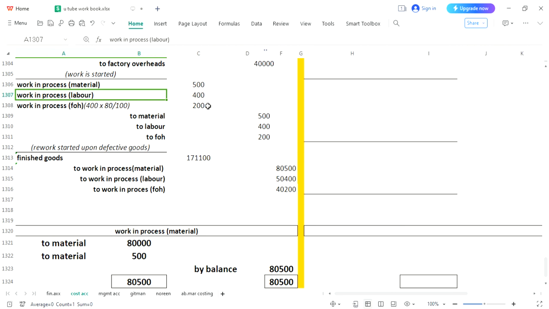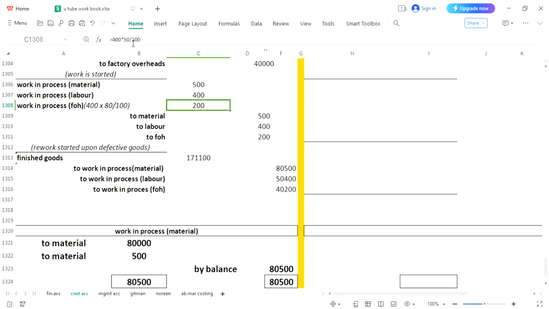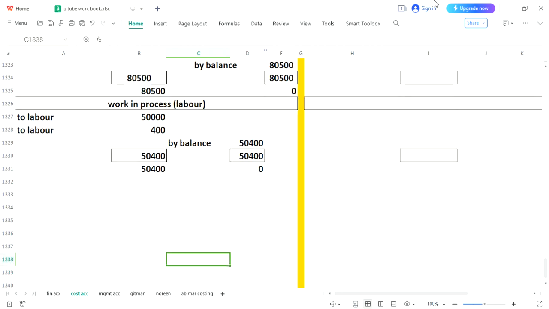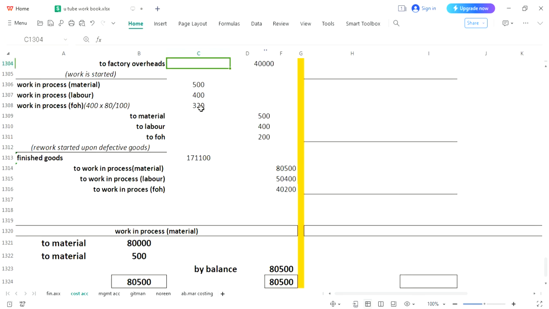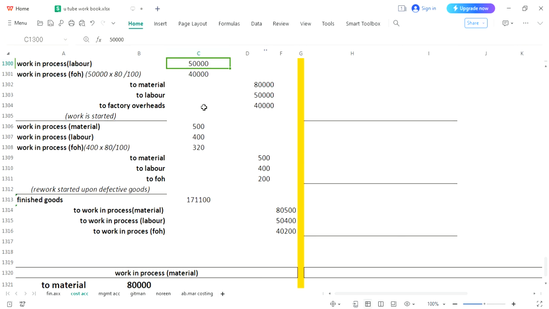Let's see what was the amount here. Oh, it was not 50%, it was 80%. So here the last amount would be, when you add two amounts, first amount was 40,000 and then second amount was 320. So let's add directly. First amount was 40,000 and then add second amount 320. So we have got third amount 40,320.